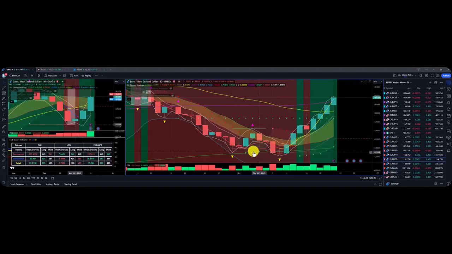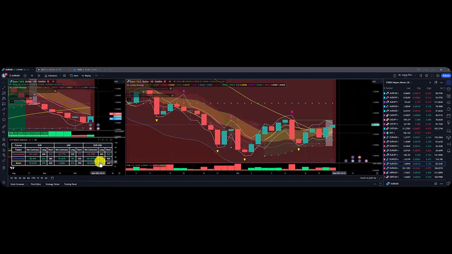Euro New Zealand, we are crowded out at 61% and 57%. No trade the whole week. Euro US dollar, barely crowded out to the long side at 58 and 60%. Loss on Thursday of $454.